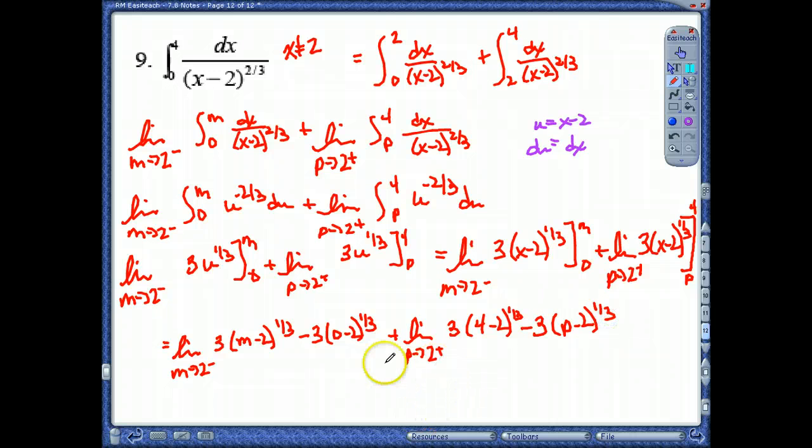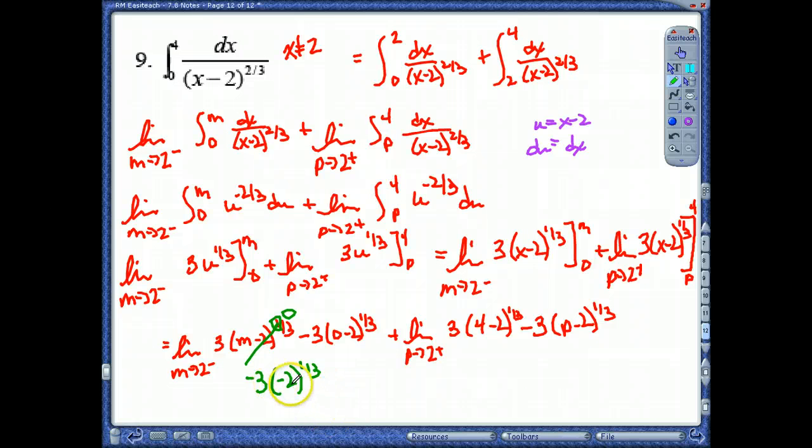All right, so as I approach 2 from the left side, this guy is going to go to 0. So this guy's going to go to 0. Okay. This guy, oh, let me write it out. So this guy's going to be negative 3 times (negative 2) to the 1/3 power. Okay.